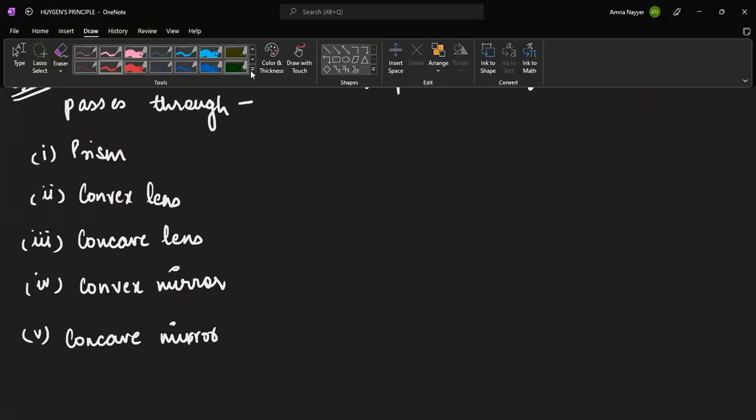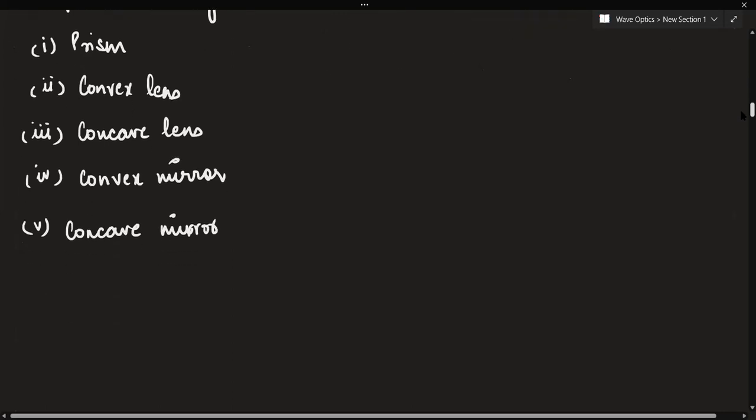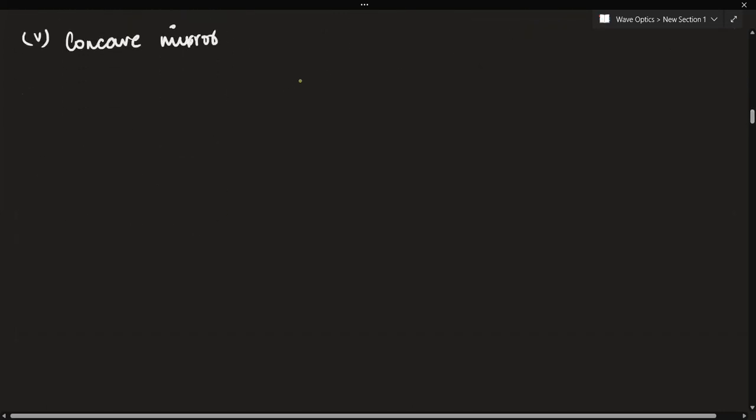Okay, so this is a question. It says: discuss the behavior of a plane wavefront when it passes through a prism, convex lens, convex mirror, concave mirror. See, all these terms you have covered in ray optics. Now let us connect it to the wave theory. The first one is the prism. So we have to discuss the behavior of a plane wavefront when it passes through a prism. So for a prism, let me draw.